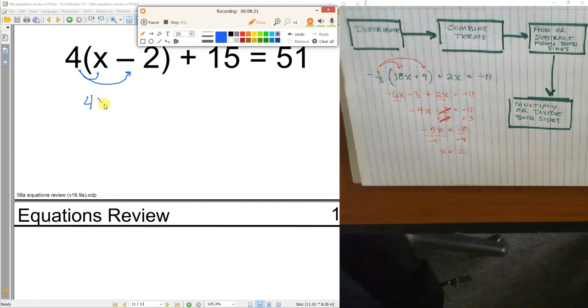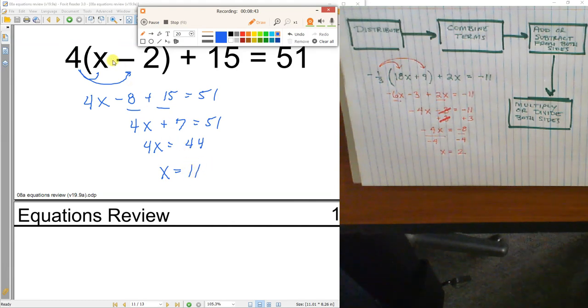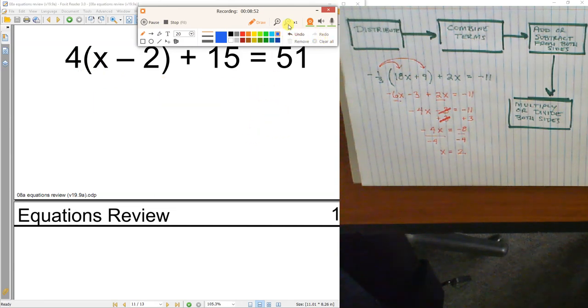Distribution, 4x minus 8 plus 15 equals 51. Combining terms, 4x plus 7 equals 51. Subtracting 7 gives me 4x equals 44. So x equals 11. Let me try that out. 11 minus 2 is 9. 4 times 9 is 36. 36 plus 15 is 51. That worked. Let's check my answers.